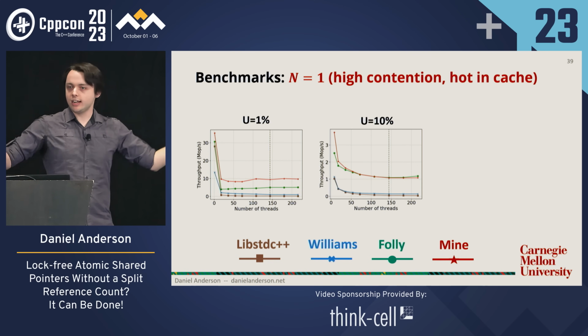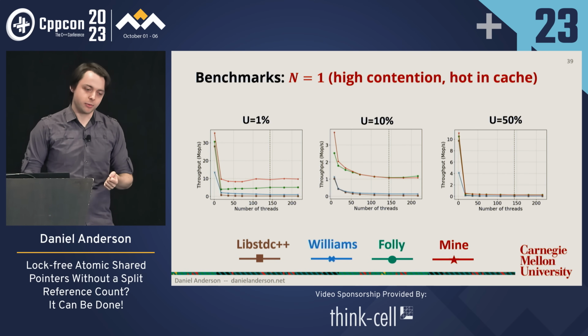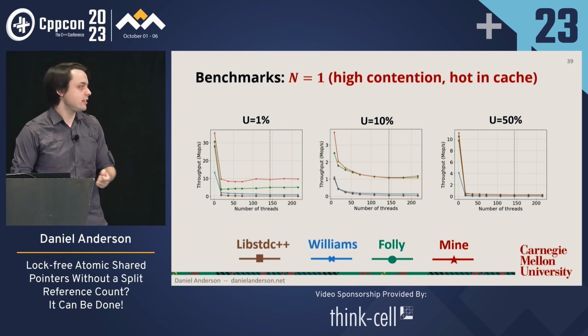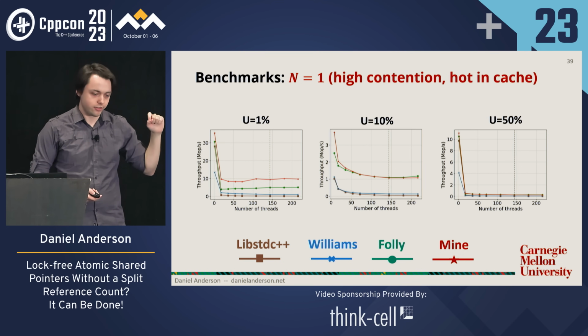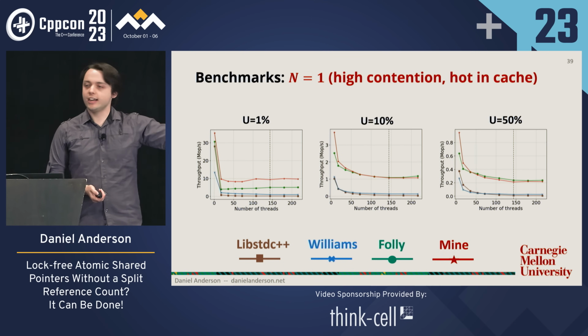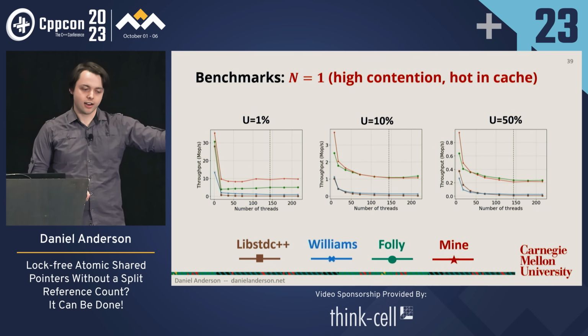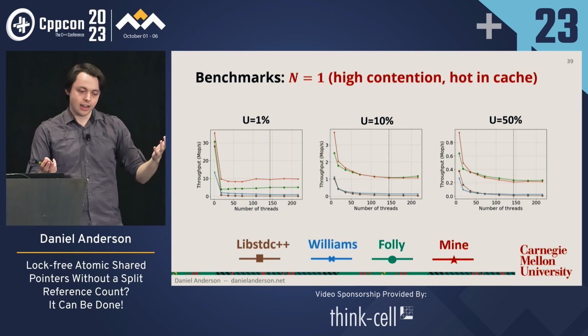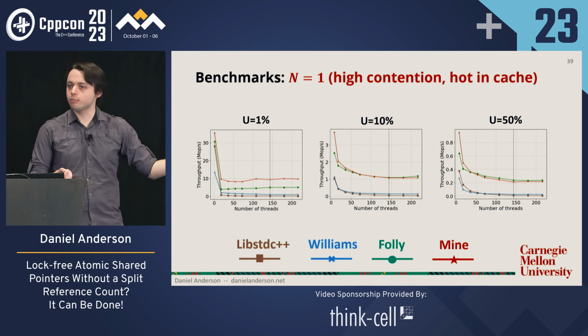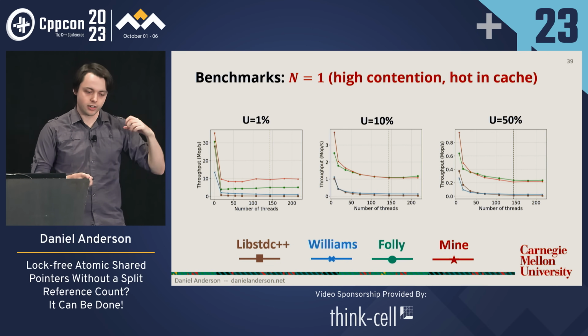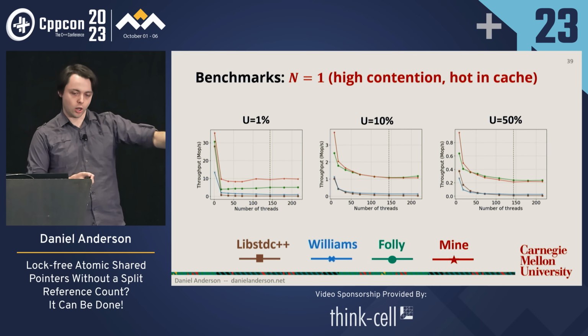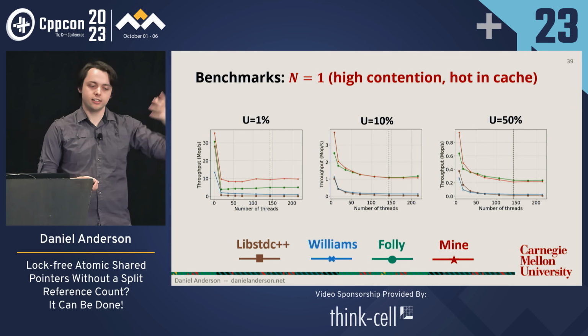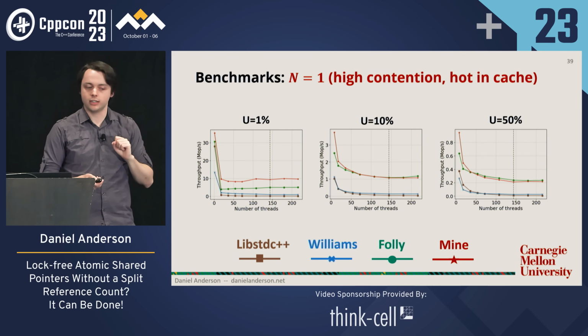Now let's take it even further, 50% updates. Now I definitely need to delete the p=1 experiment to read this graph, so let me do that. Once again, it's actually pretty similar to the 10% one. We've got Folly and the hazard pointer one neck and neck, and then we have the libstd C++ with the lock and the Anthony Williams one neck and neck, but a lot lower. So this is the high contention, hot in cache benchmark.